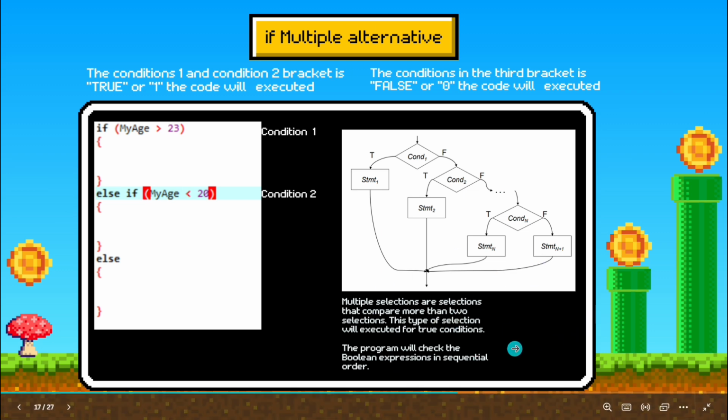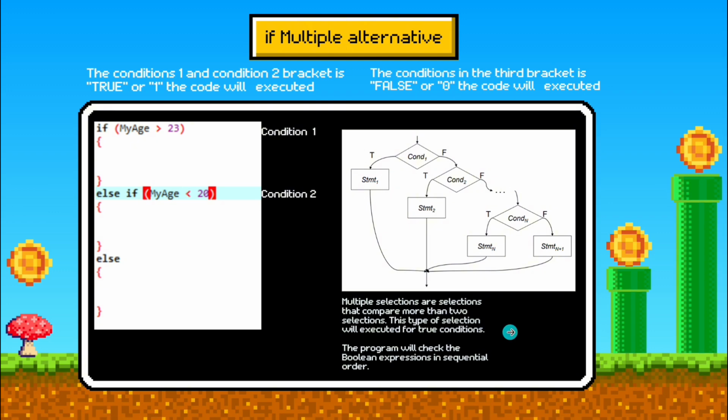This type of selection will execute for the true condition. The program will check the Boolean expression in sequential order.